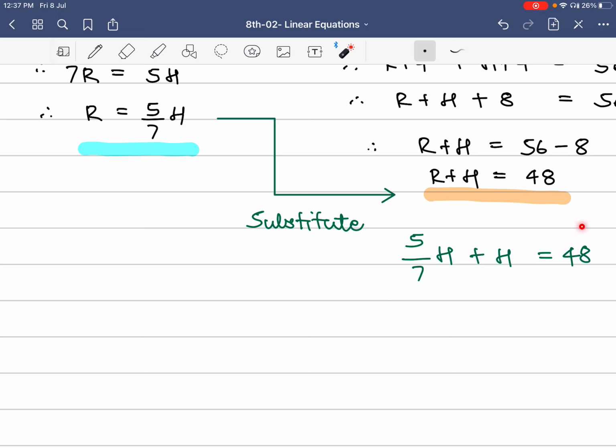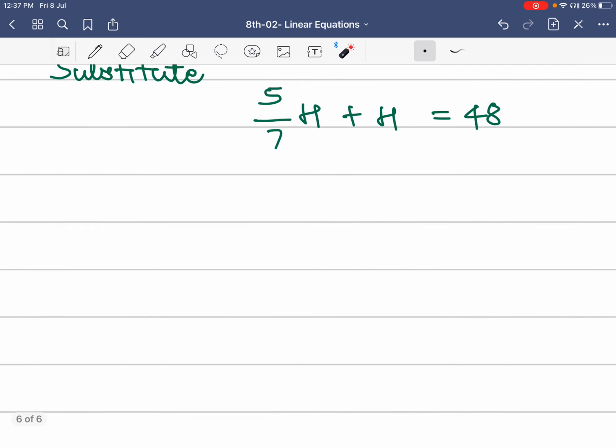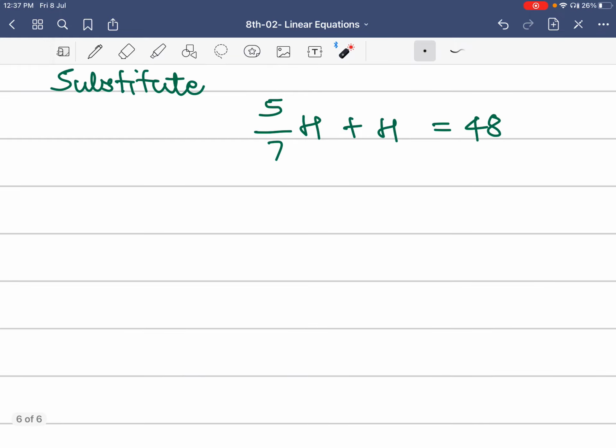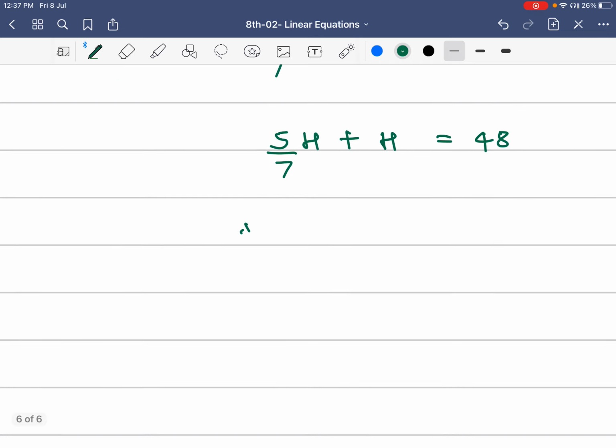So now if we solve this equation, we'll get the value of H, and once we get the value of H, we will put that value of H here and we'll get the value of R, which is the age of Rahul. Now let's try to solve this equation. We all know how to solve equations with rational numbers. So 5 by 7H plus H is equal to 48.